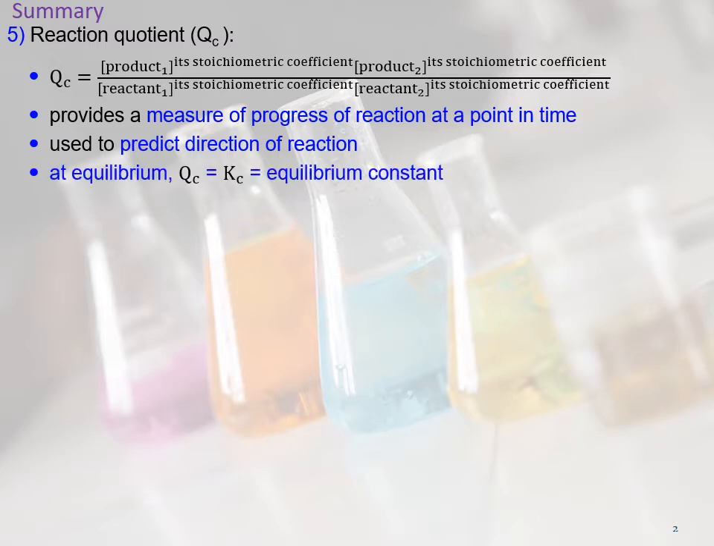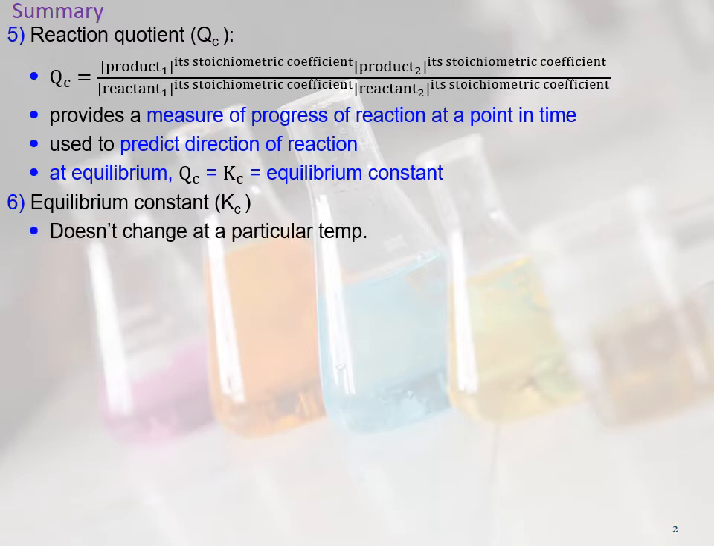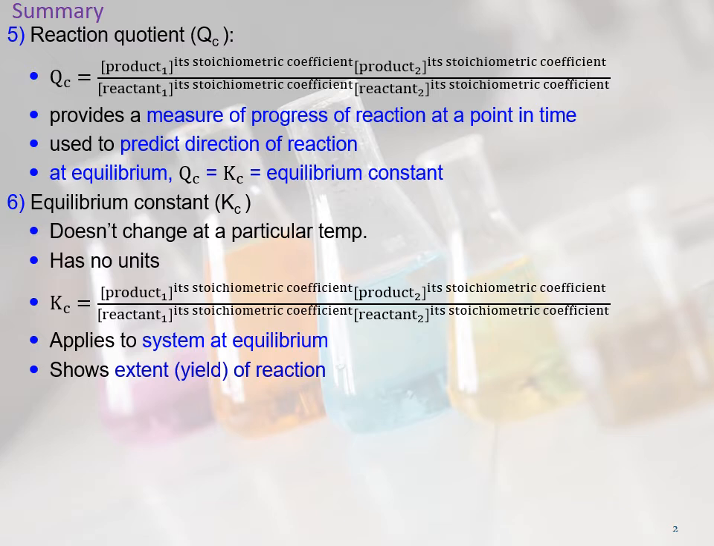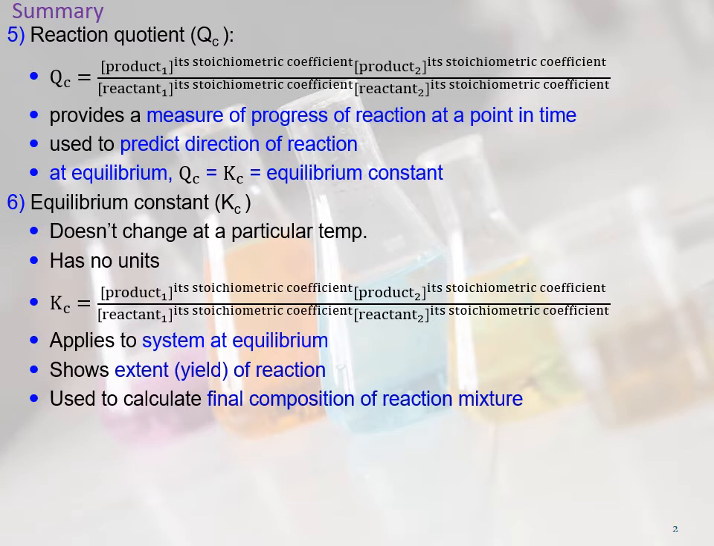At equilibrium, Qc is equal to Kc, which is the equilibrium constant. The equilibrium constant, as the name implies, is constant, so it doesn't change at a particular temperature. It has no units. The Kc expression or Kc formula is similar to that of Qc, except that the concentration of each species must be its concentration at equilibrium. Kc applies to a system at equilibrium. It shows the extent or yield of a reaction. It is used to calculate the final composition of a reaction mixture.